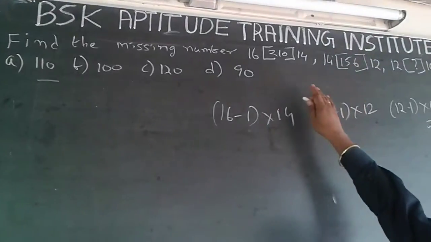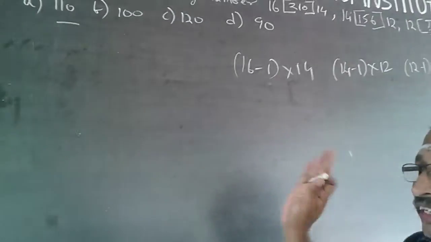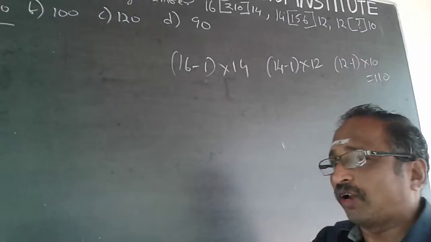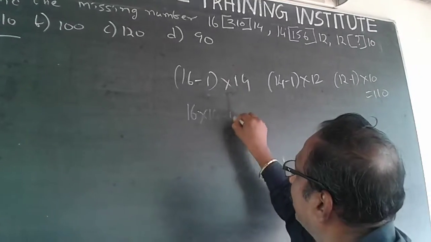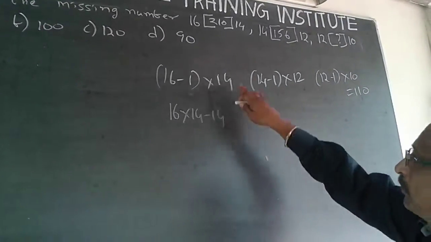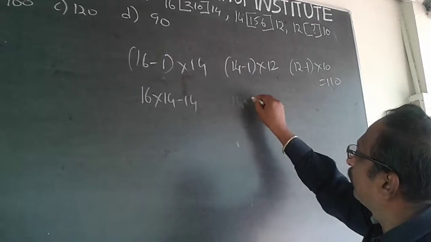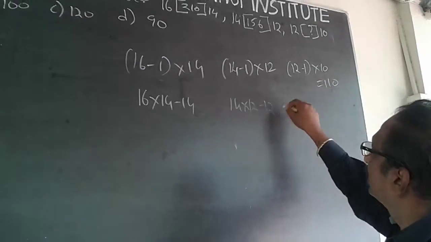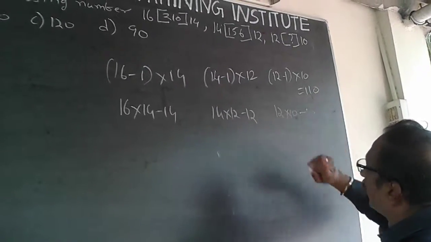So this is one way of doing it. The other way of doing it is, again, find out some pattern one way or the other. The other pattern is 16 into 14 minus 14, which is definitely 210. I do the same thing here: 14 into 12 minus 12. Similarly here, 12 into 10 minus 10 will be 110.